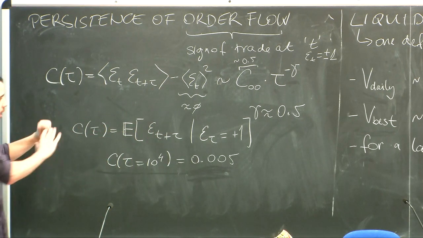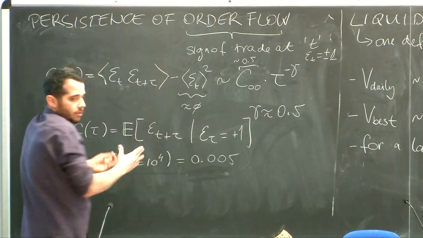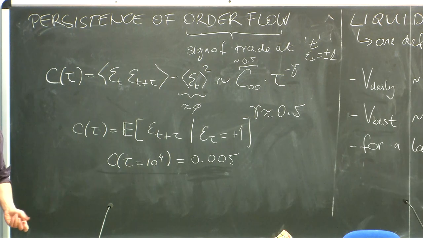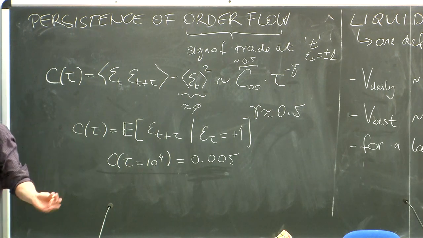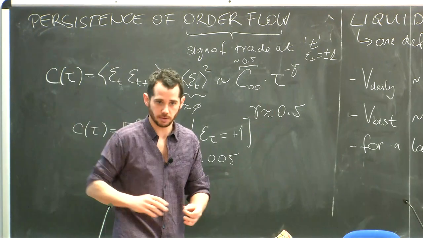But anyway, even forgetting the numerical value here, for example, what you see is that you have an autocorrelation which is super long range, which means that you have a predictability which is super long range, and you can quantify it, it's over several days.